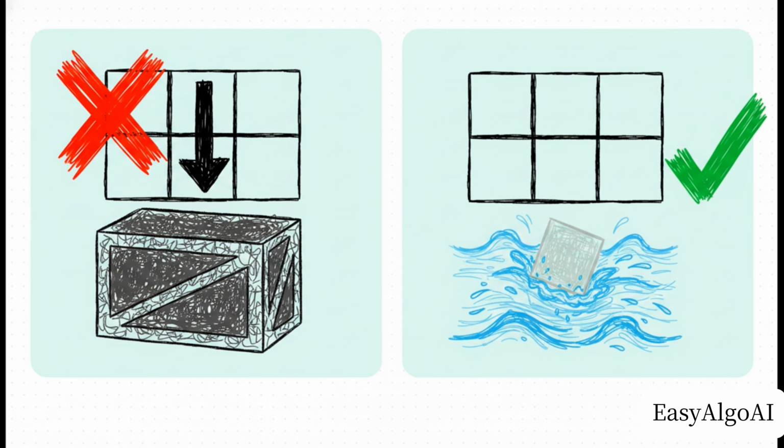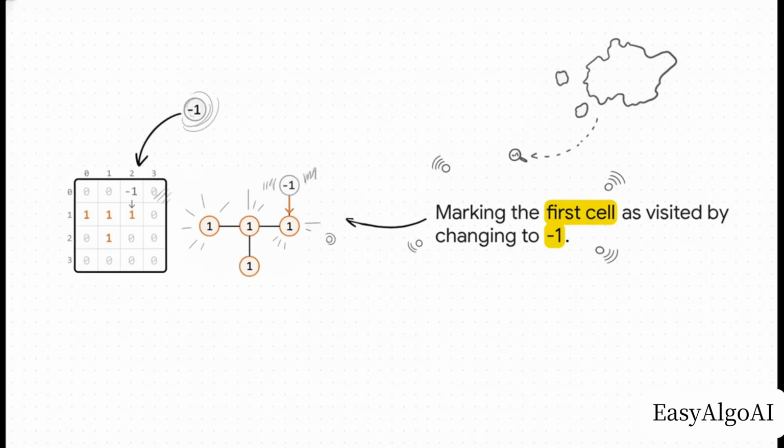Option 2, and this is the smarter play, modify the matrix in place. We just change the value of a visited land cell from a 1 to a -1. We're essentially sinking the land right behind us, so we don't ever step on it again. It's brilliant, and it saves us valuable memory space. Let's see it in action.